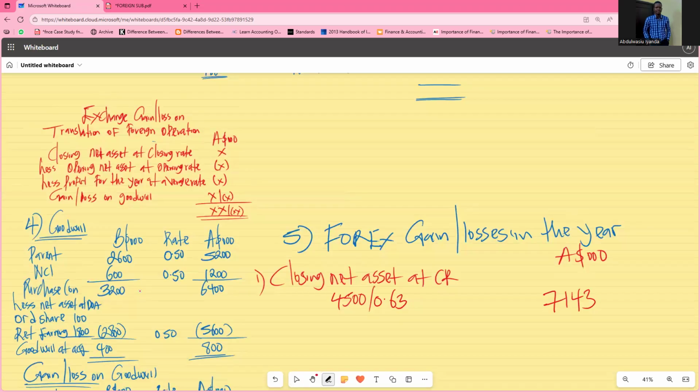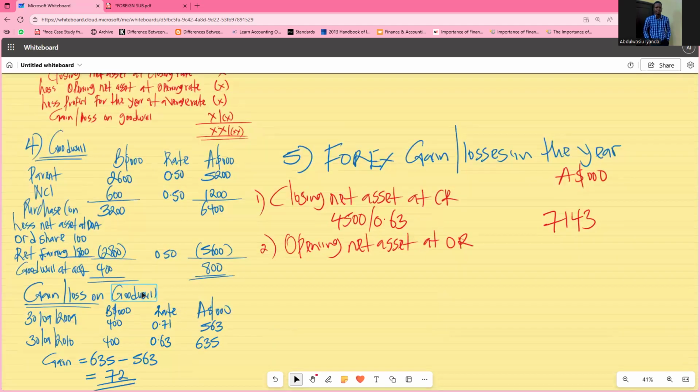This is one. Number two is opening net assets at opening rates. Now I need the opening net assets. So let's say for example now you end with 4,500.